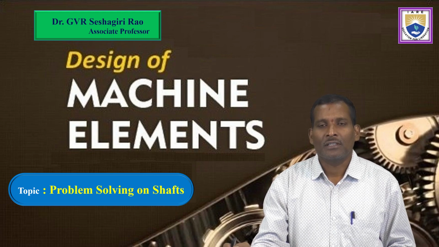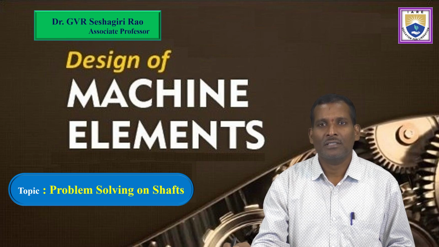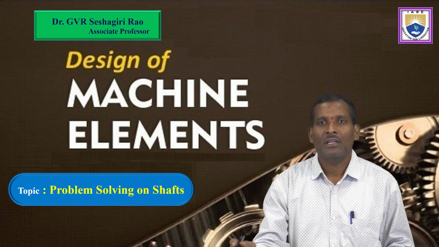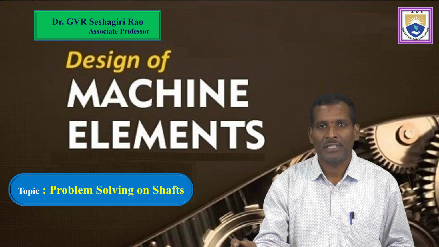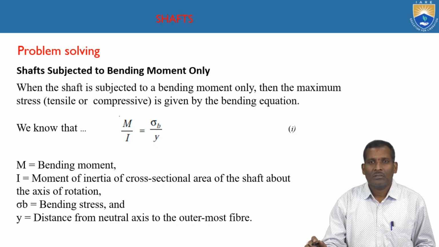In the previous session, we studied shaft design. In this session, we will see problem solving, how to solve the given shaft design problems. The shaft design is based on two cases: one is strength basis and the second is torsional rigidity basis. Already you know, the strength basis is again classified into four types.